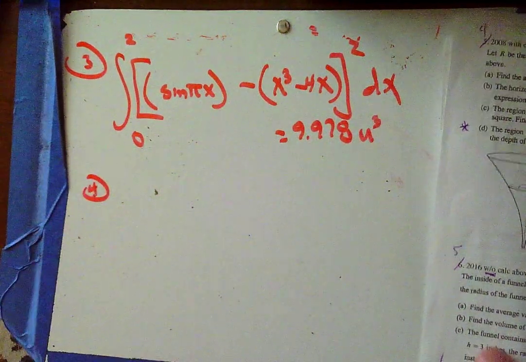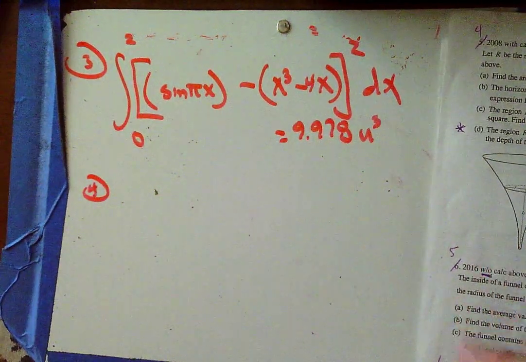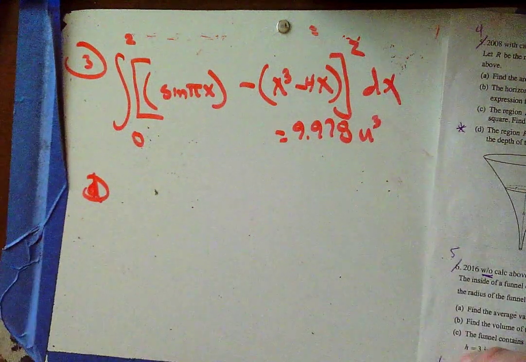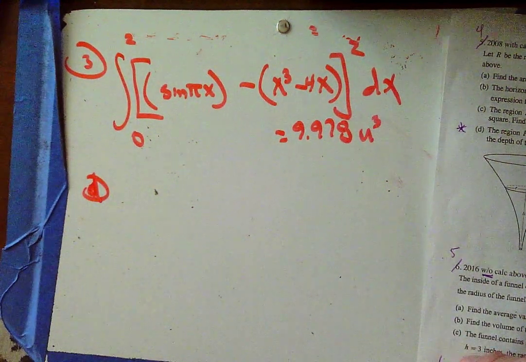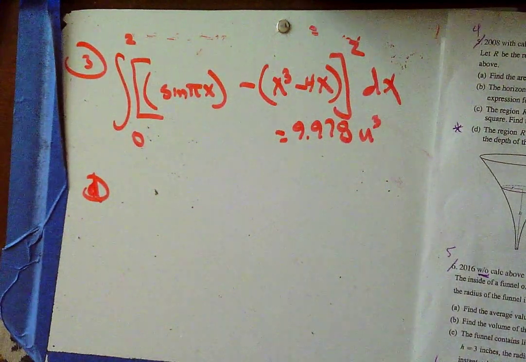There's number 3. Number 4. Number 4 says, 4D says the region R is the surface of a small pond. Ooh, hi pond.